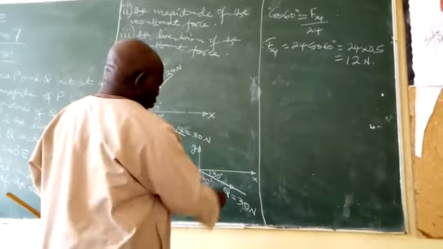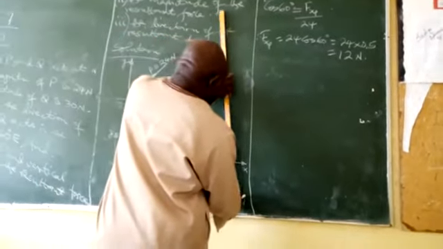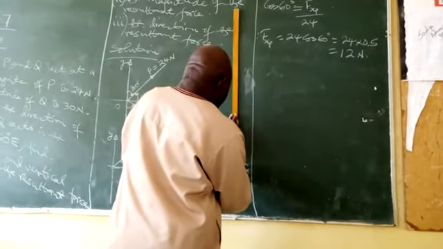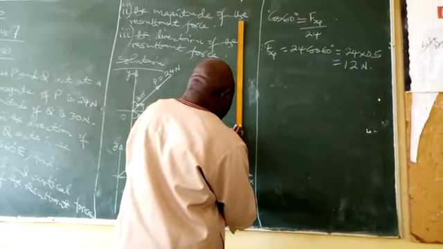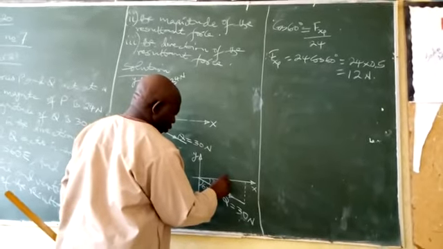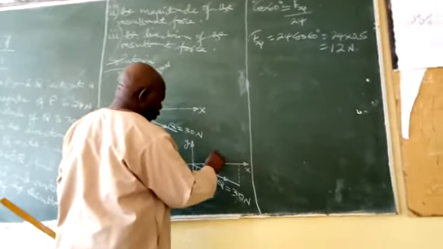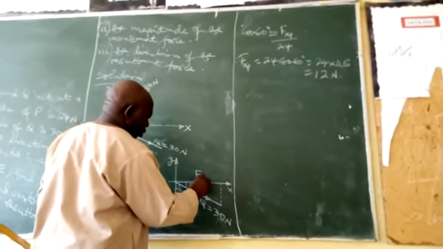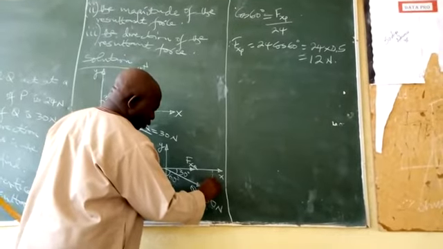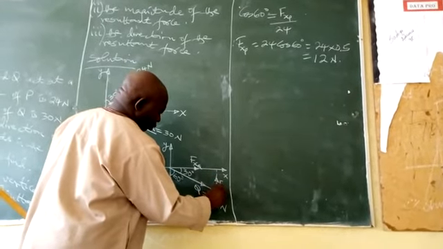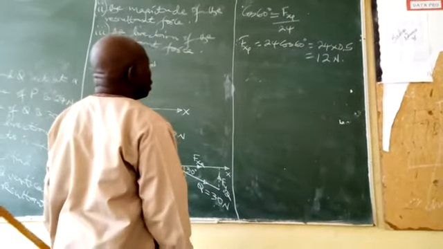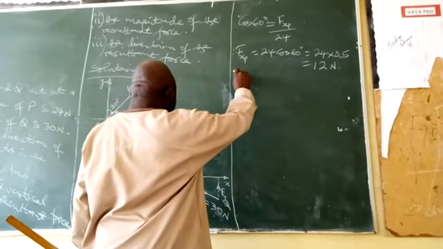So again, to find the horizontal component here, I drop a perpendicular from the head of that force Q to the x-axis. So that this direction is the horizontal component of force, F sub X Q. And this is the vertical component of force, F sub Y Q.